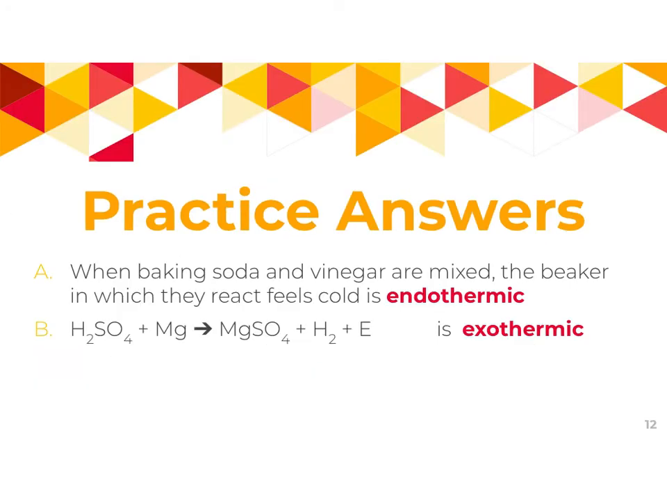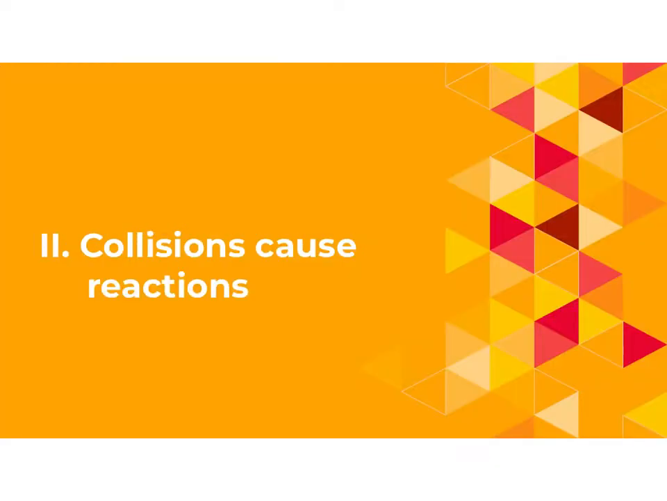When the baking soda and vinegar are mixed, the beaker feels cold, which means it's endothermic. Energy is entering, so it feels cold. And question B, we have sulfuric acid and magnesium, but that doesn't matter. We see energy as a product. Energy as a product means something is exothermic, exiting energy.